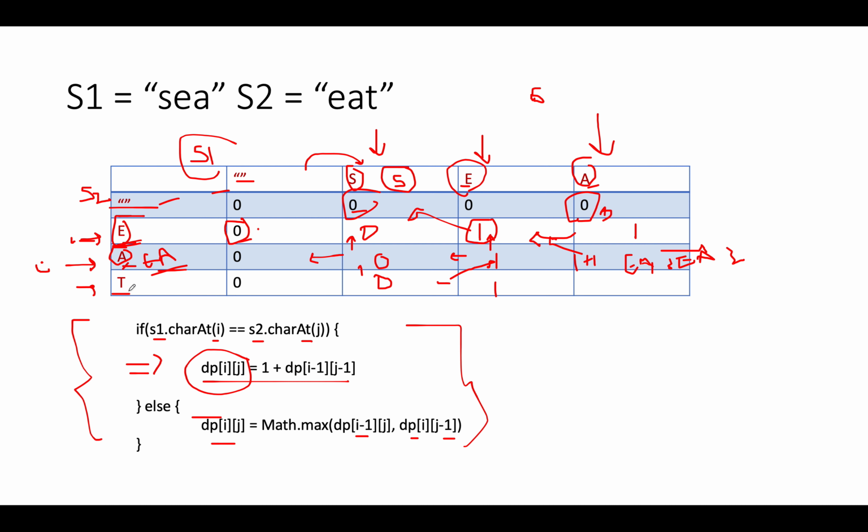And in the end, T is still not equal to A. We'll look at the upwards and sideways values, which is maximum of 2 comma 1. The answer becomes 2. Max of 1 comma 2 is 2. And this is the length of the longest common subsequence that we have found out using the dynamic programming approach.